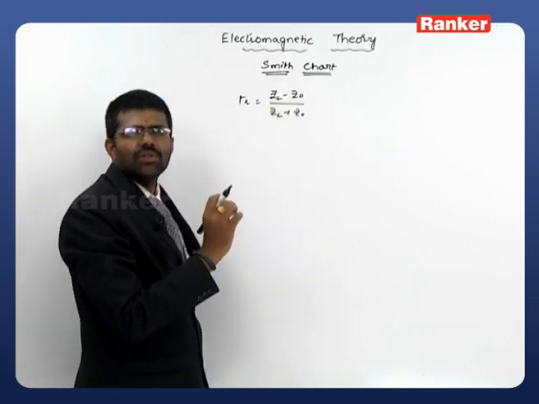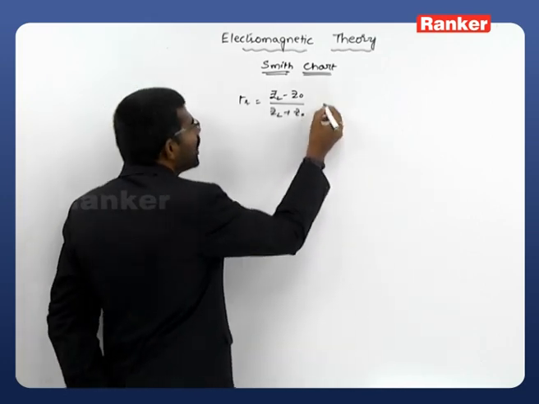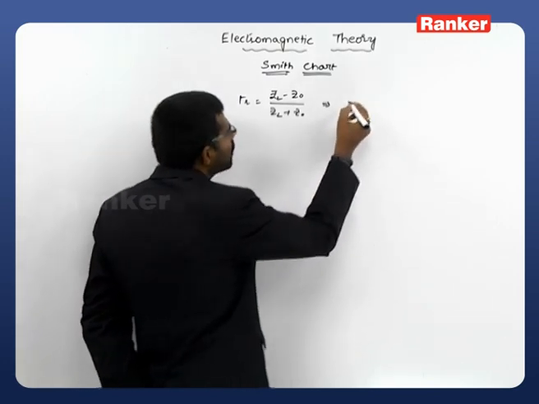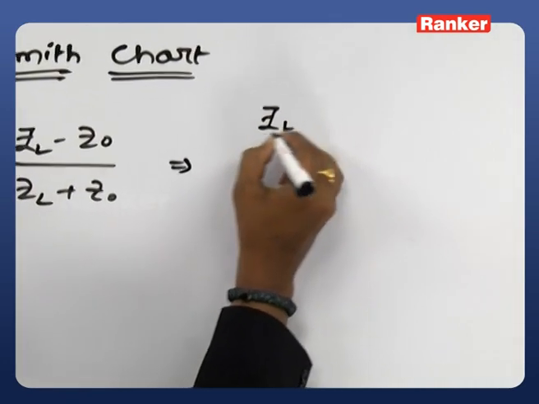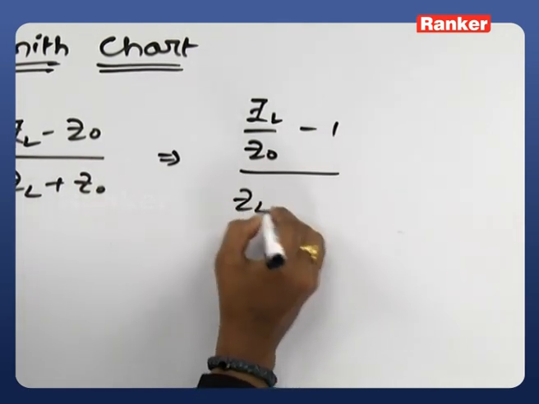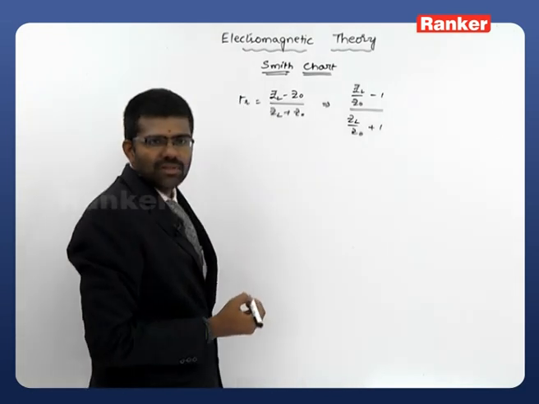This is the only equation that he took, and he rearranged it. For that, take Z0 common from both the numerator and denominator. If you take Z0 common from both, this becomes ZL by Z0 minus 1, divided by ZL by Z0 plus 1. This is what we have.